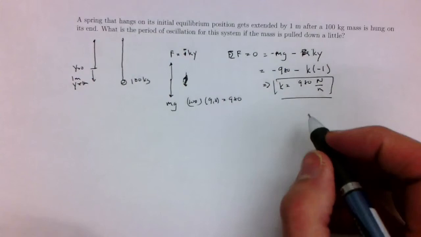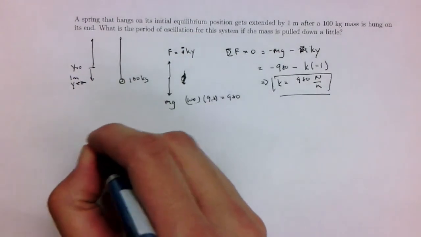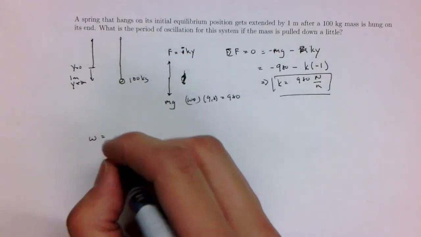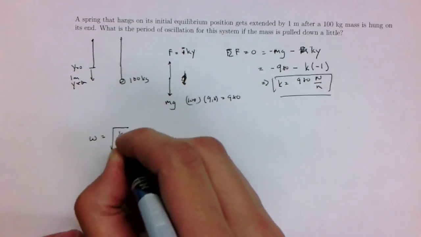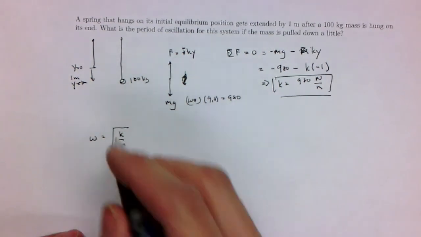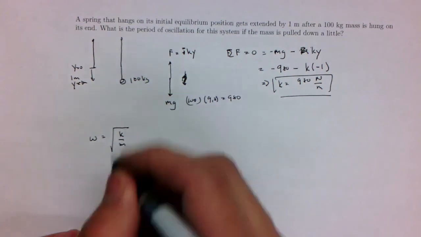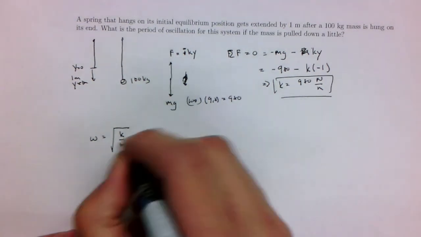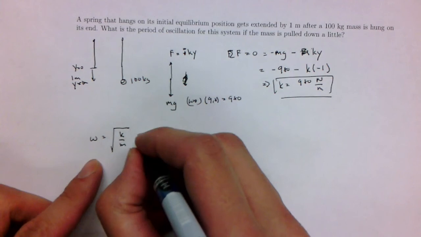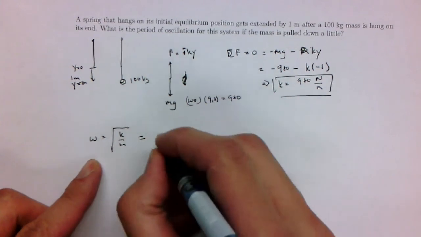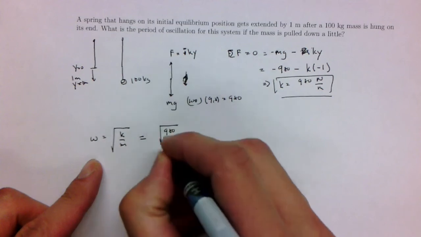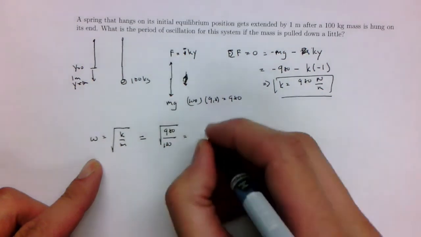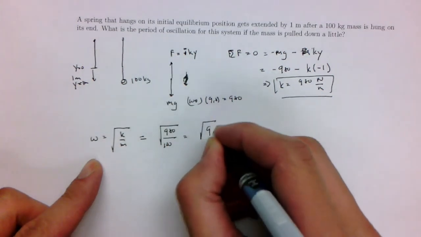Now the second thing we need to remember is that omega, the frequency of oscillation for any spring-driven system, is the square root of k over m. For those of you who don't remember why this is true, please go ahead and review your notes or your textbook. So let's calculate this out. This is the square root of 980 over the mass, 100 kilograms, which is now going to be the square root of 9.8.